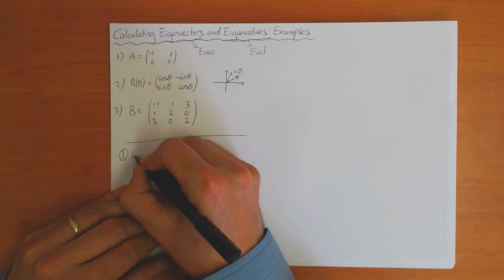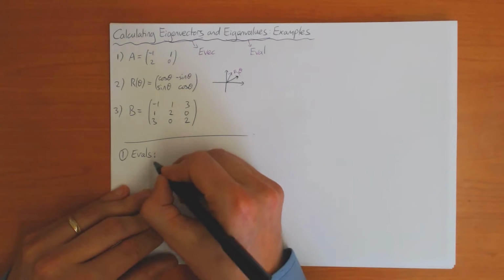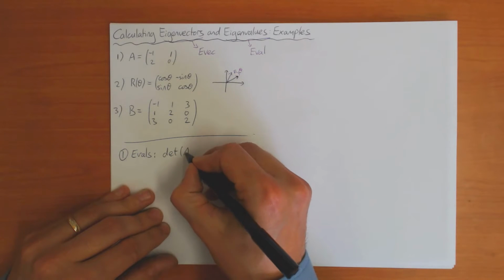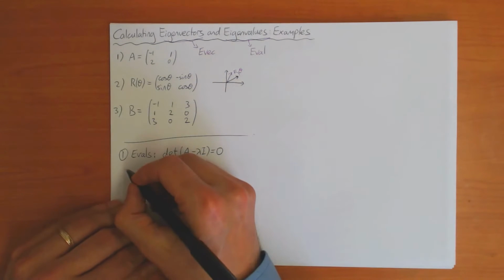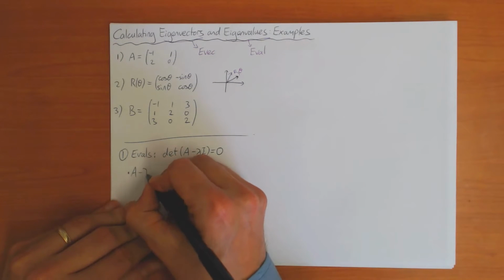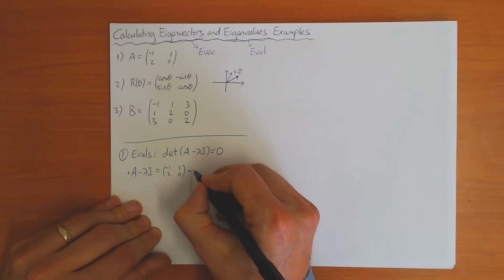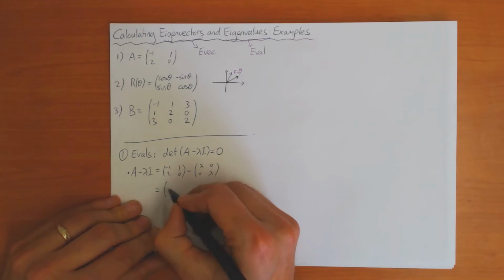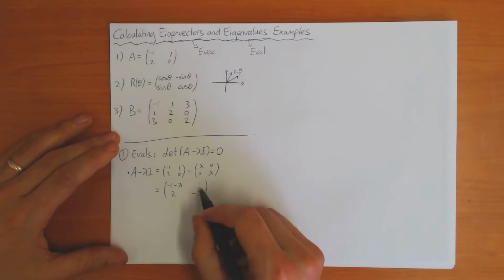Number 1, we will need to find the eigenvalues of this matrix A. To find the eigenvalues, you need to solve the characteristic polynomial, which is det(A minus lambda I) equals 0. So what is A minus lambda I? This is [-1, 1; 2, 0] minus [lambda, 0; 0, lambda], which is [-1 minus lambda, 1; 2, minus lambda]. Okay, so we need to find the determinant of this.